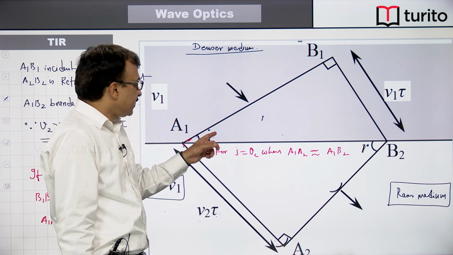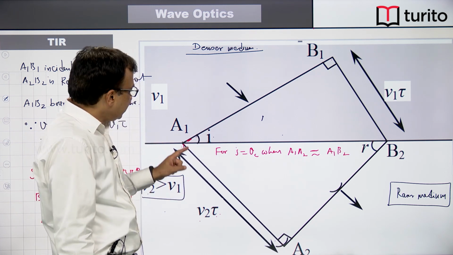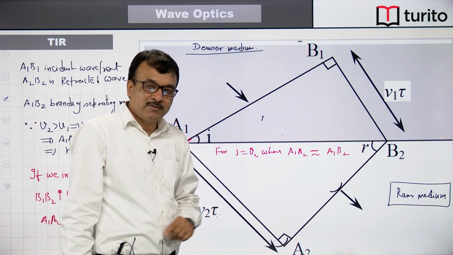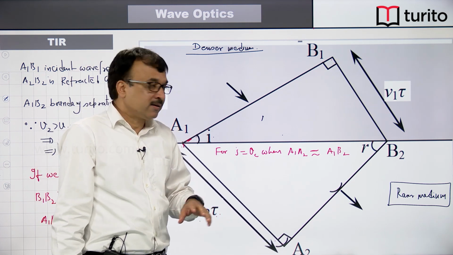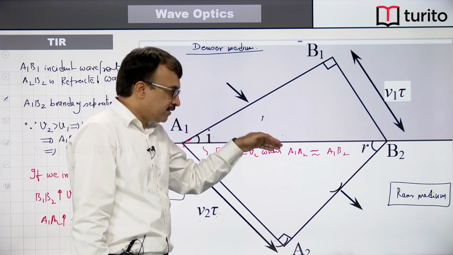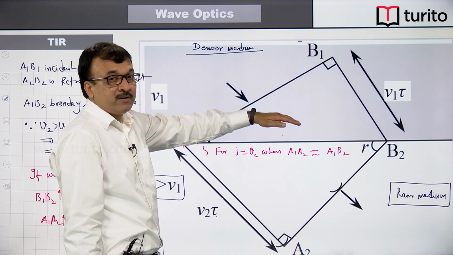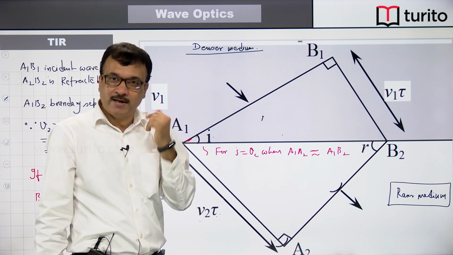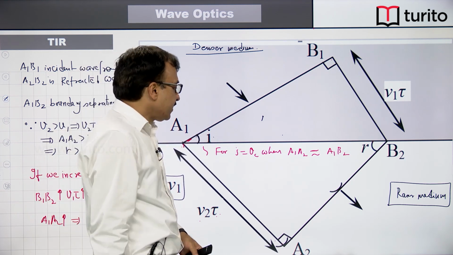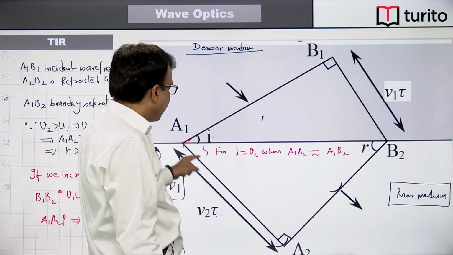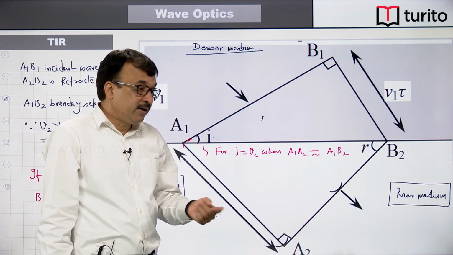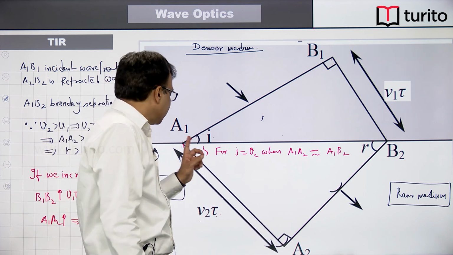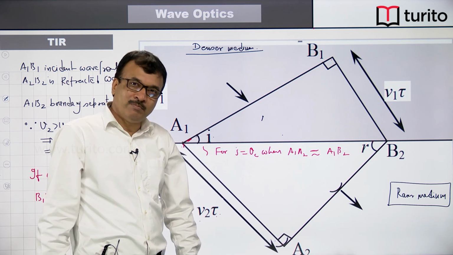If we increase this angle of incidence further, then this side has to be more than the hypotenuse, which is not possible. It means that this wave front will not refract into this medium, and it will return into the same medium. This is called TIR. So, TIR happens when this side A1 A2 needs to be more in length than the hypotenuse A1 B2.